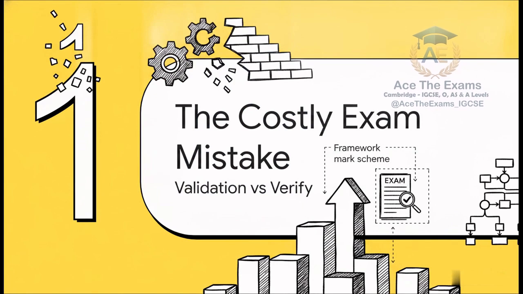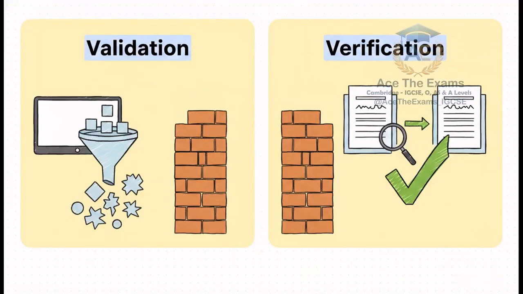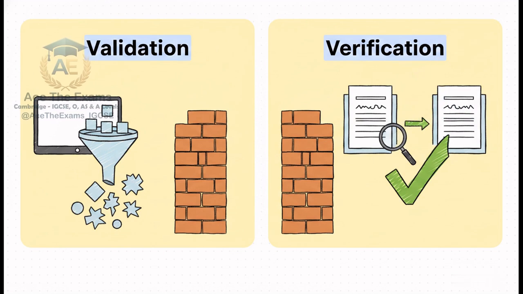Section 1, the costly exam mistake. Let's dismantle this mistake right now and rebuild your understanding to match the exact framework the Cambridge Mark Scheme is actually looking for. Here is your golden rule. Validation is simply a computer checking if data is reasonable and sensible. Verification, on the other hand, checks if that data was accurately transferred or typed in, regardless of whether it actually makes any sense at all.